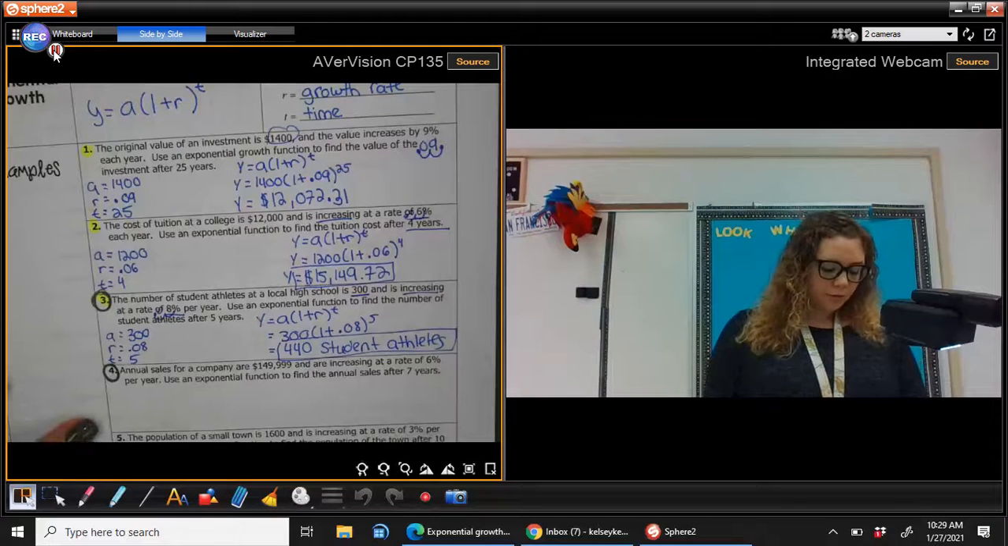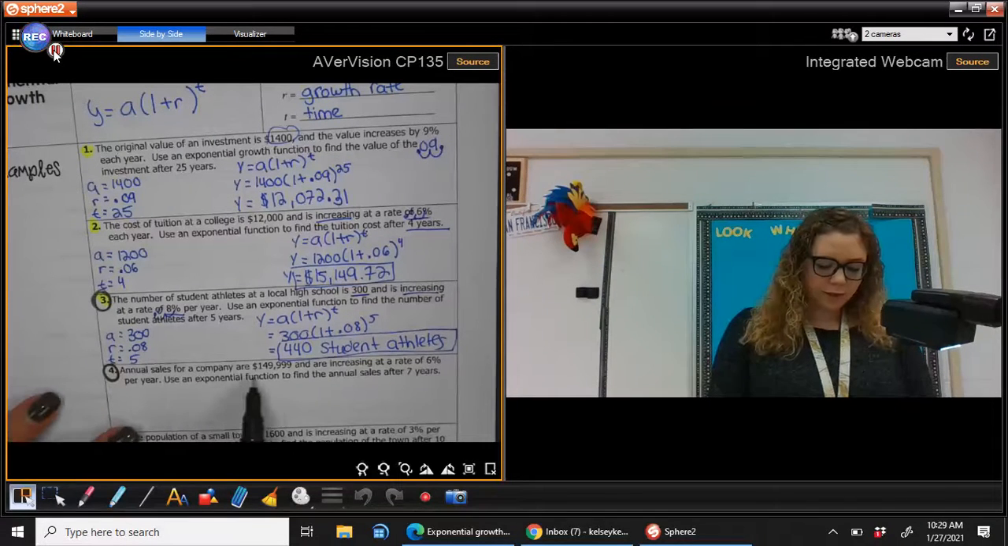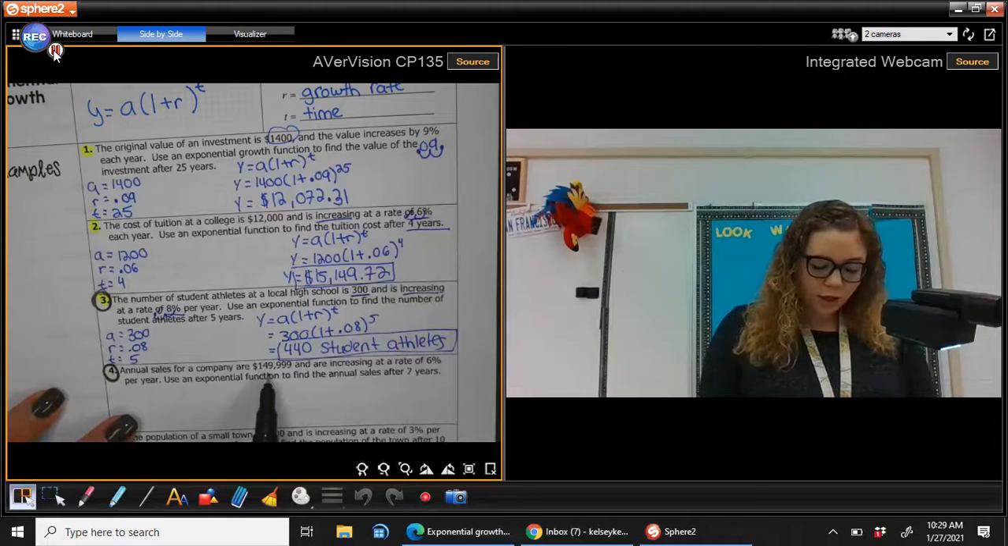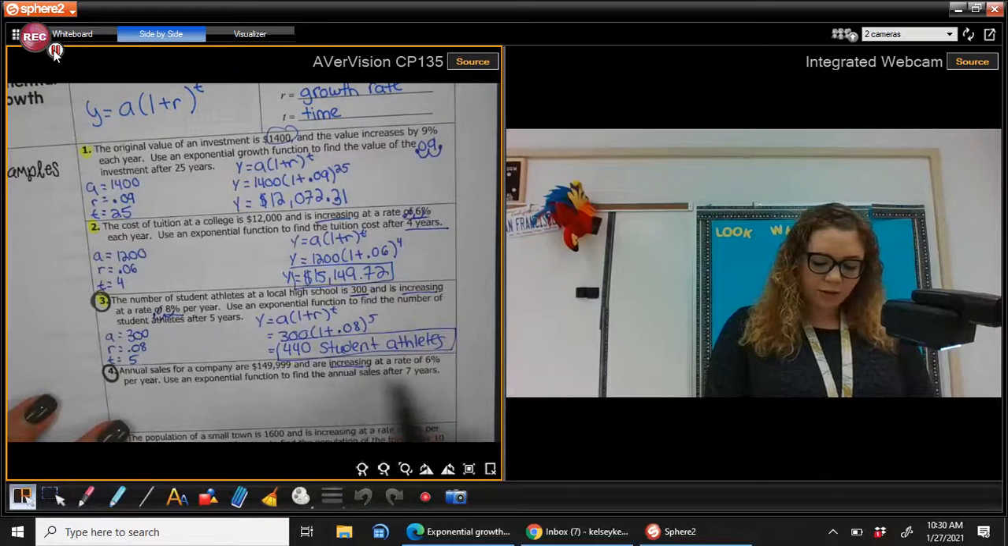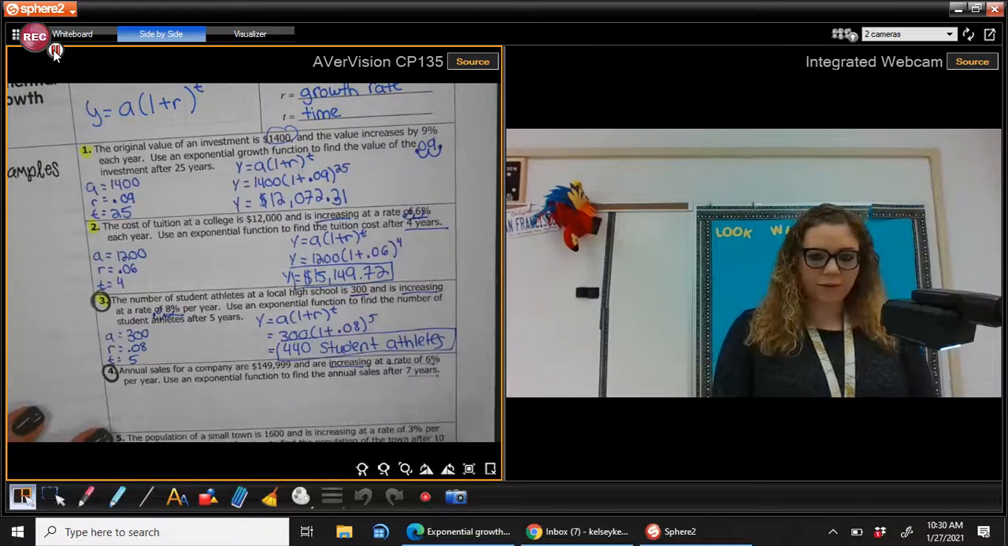Let's look at 4. Annual sales for a company are 149,999 and are increasing at a rate of 6% per year. Use an exponential function to find the annual sales after 7 years.